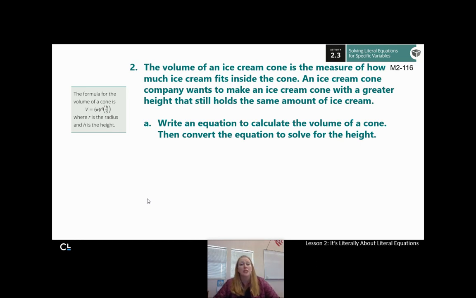So let's do just like we did last time. First things first, you need to write an equation to calculate the volume of a cone. So what's the formula for the volume of a cone? Start with that. And then just like last time, solve for H. Get the H all alone, okay? Go ahead and hit pause. There may be some hints to help you off to the side. Go ahead and hit pause to work that out, and then hit play when you're ready to check your work.